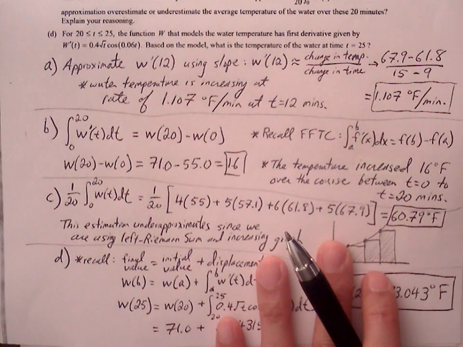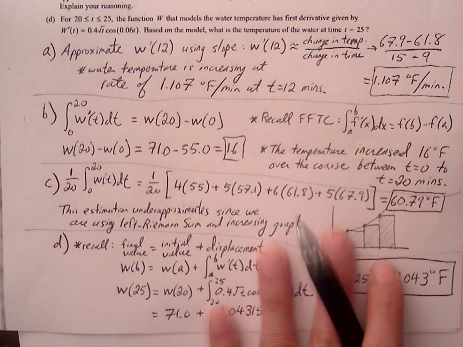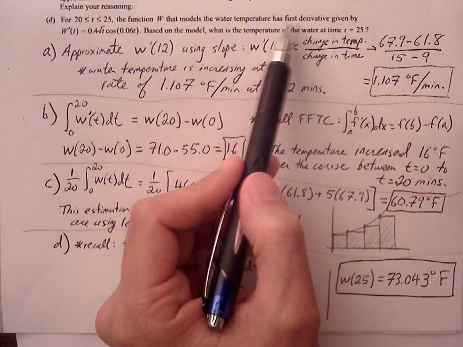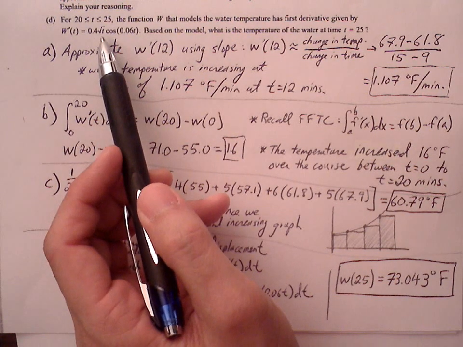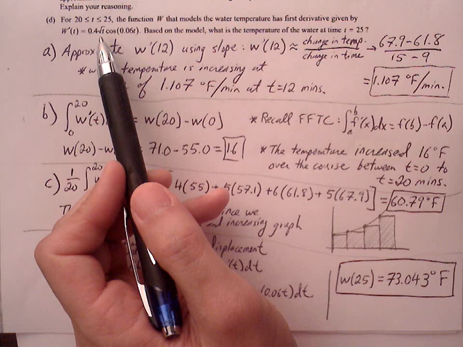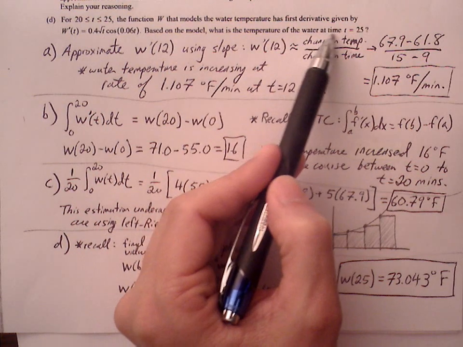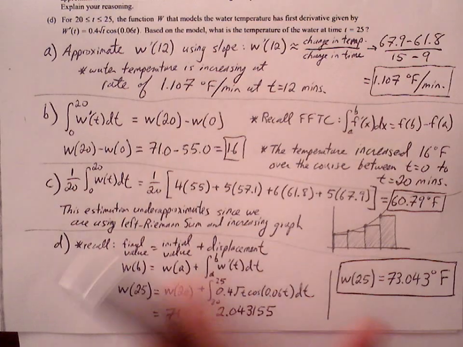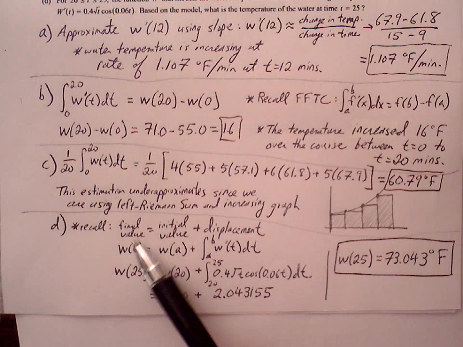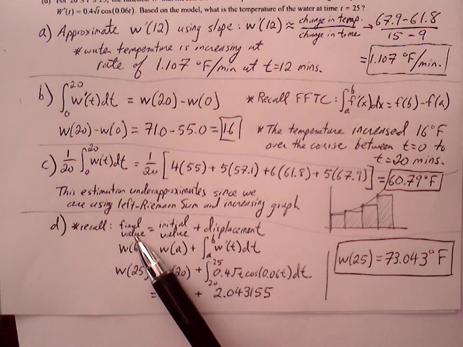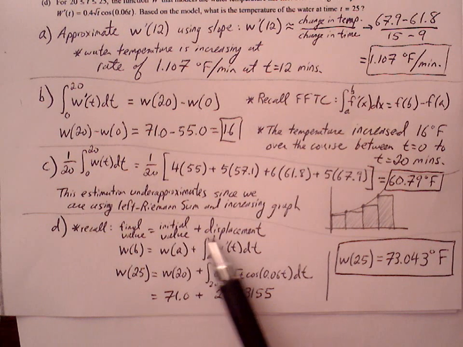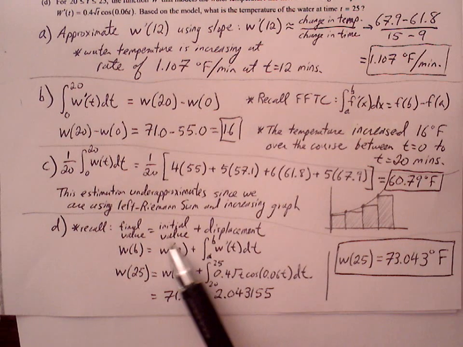Okay, part D. Between the t values of 20 to 25, the function W that models the water temperature has the first derivative given by W prime. Okay, so now we have W prime given to us. We no longer have to rely on the table to do approximation. Based on the model, what is the temperature at time t equals 25? So let's think about something that we've seen before in the past. Anytime I'm looking for a final value, I can always start with some initial value that's provided for me, and then I can add the displacement or bridge the gap between those two values.